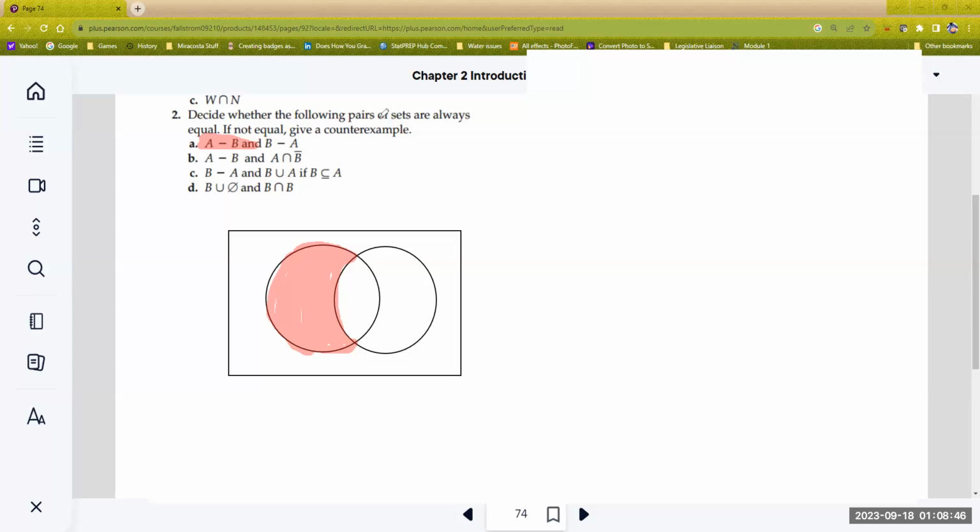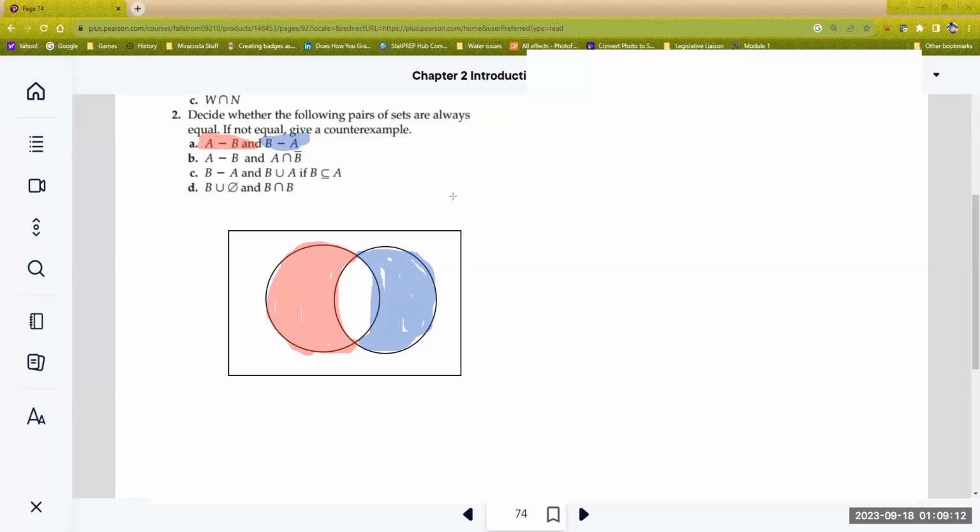The other one is B set difference A. So that would be this one. Here's B, and B set difference A would be everything that's in B and take out what's also in A. So remove it all. All right, there we go. Now you should ask yourself, are these always equal?